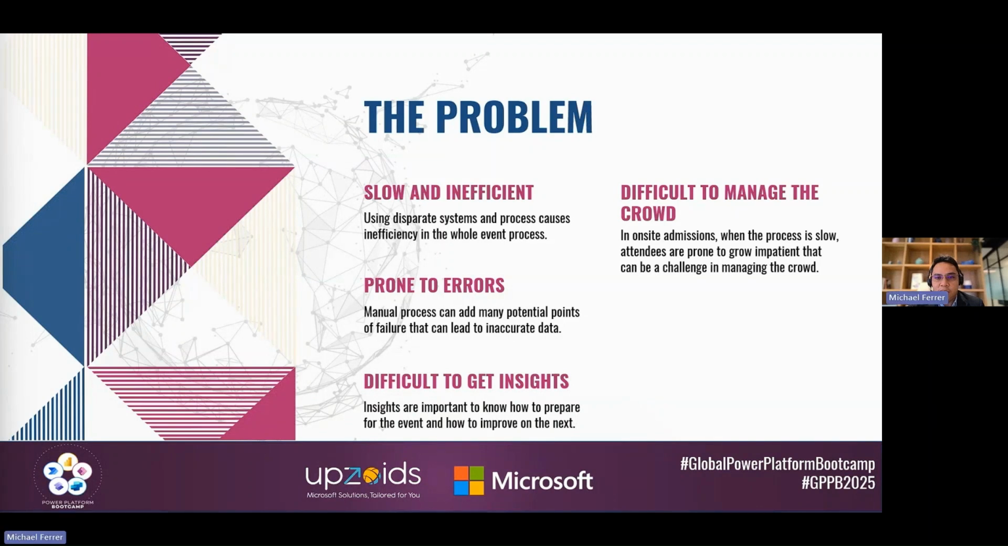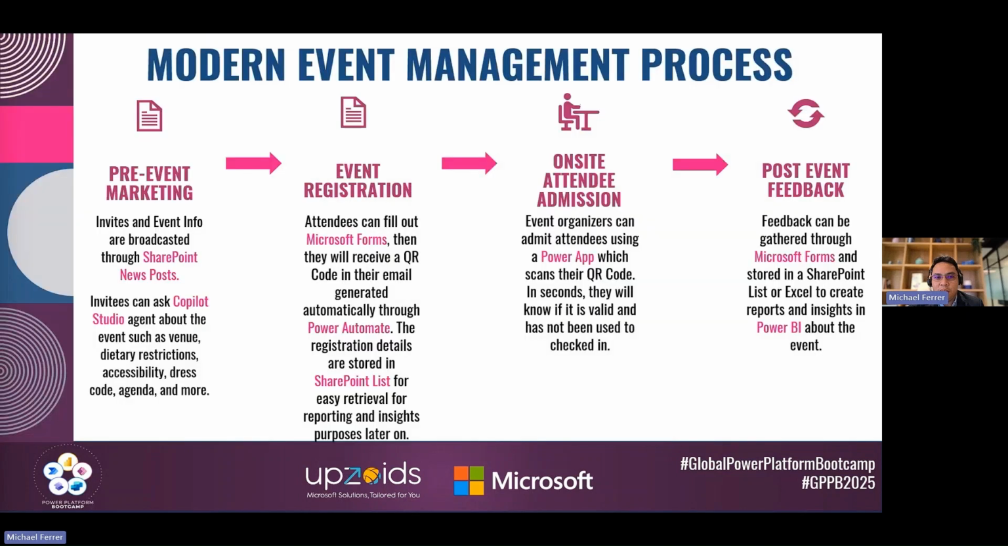So that's a problem that we see. Now we can go to the solution and see how Microsoft 365 and Power Platform can help us resolve these kinds of issues. So in the pre-event marketing, these are the things that we can do and technologies we can use. Invites and event info could be broadcasted through SharePoint news posts, especially if they're on our organization events.